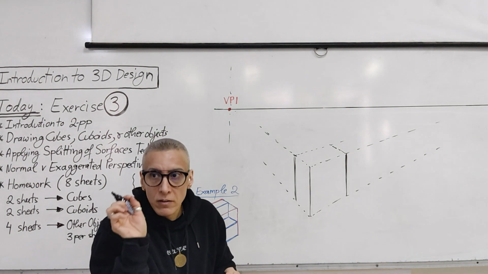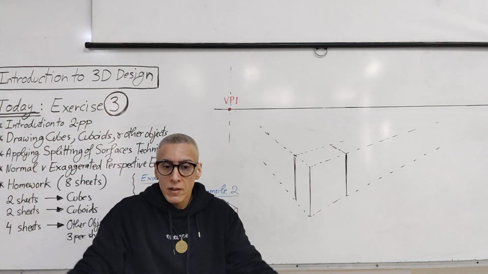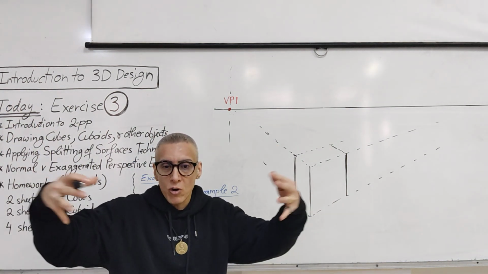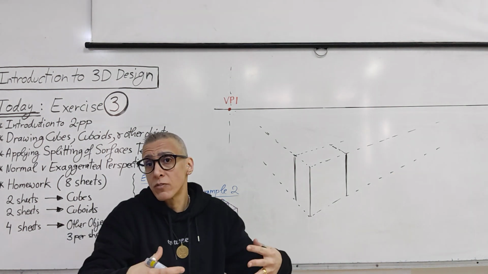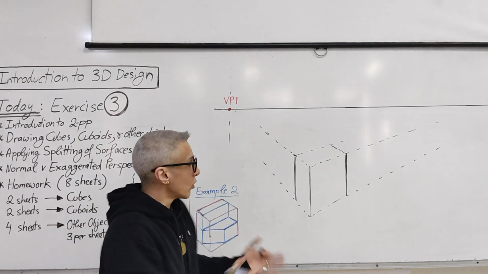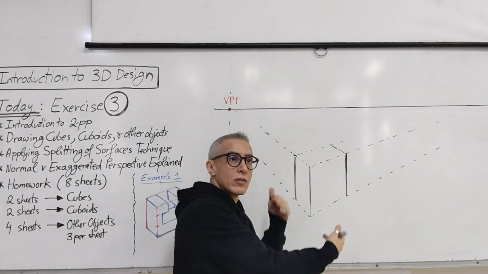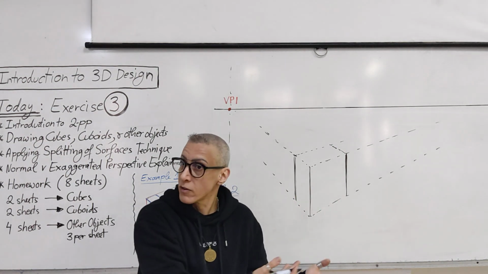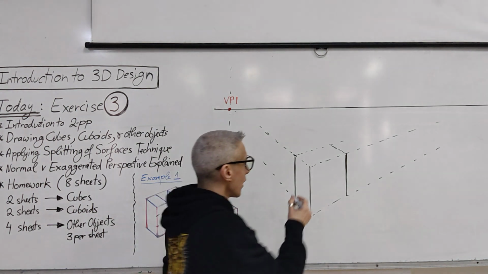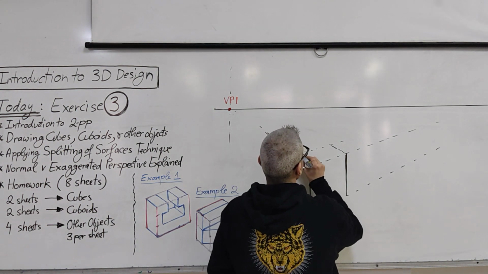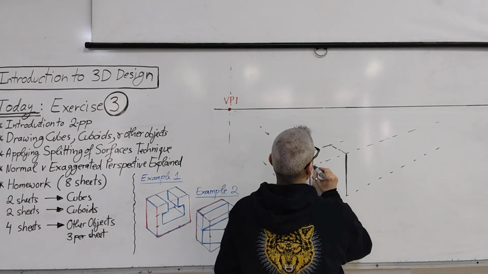You don't draw details before you actually draw the main box in which the object will be. Otherwise, the perspective will be wrong. So I make sure that this is correct in perspective. Then I can start adding details and more details and more details, and then I can be sure it's correct. So this is here the box.